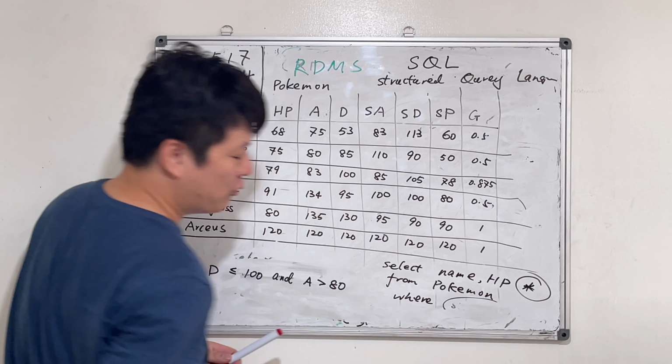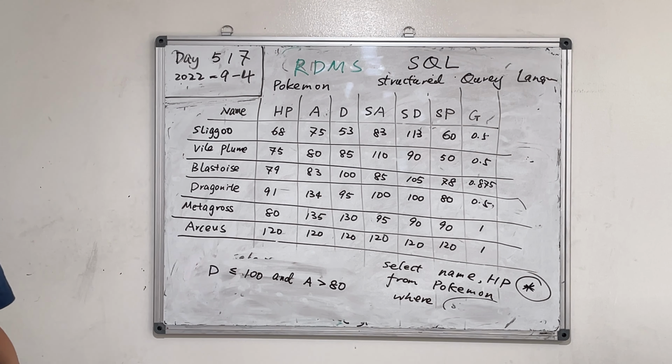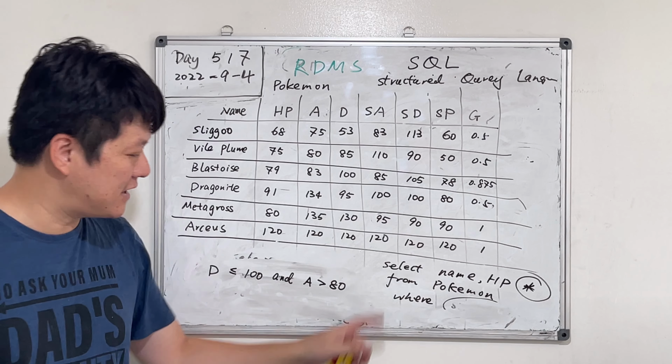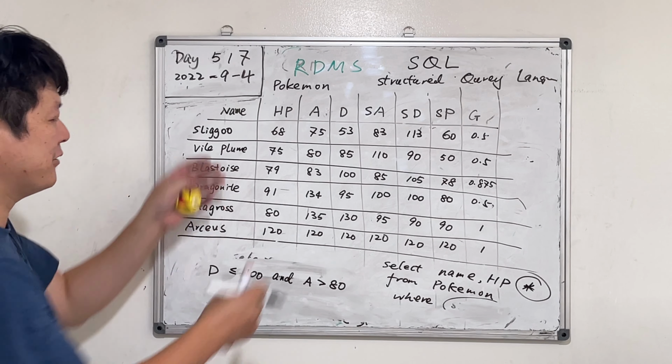What do you call it? Wildcard, okay. Wildcard. So it means select everything. Select everything from Pokemon in order to return a table.